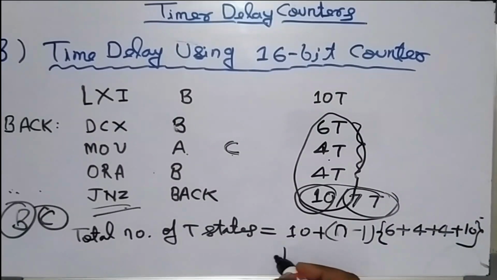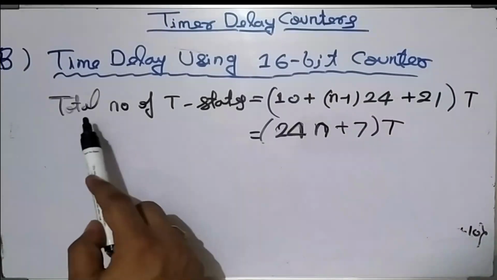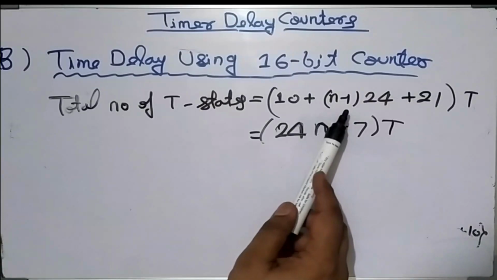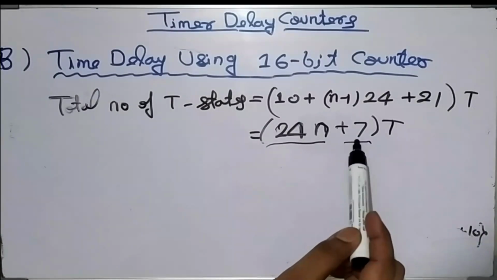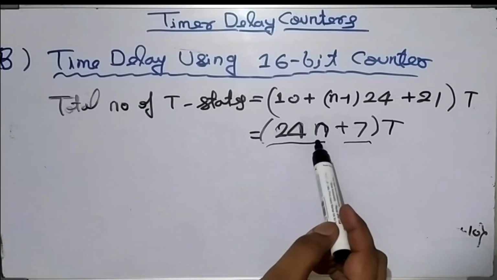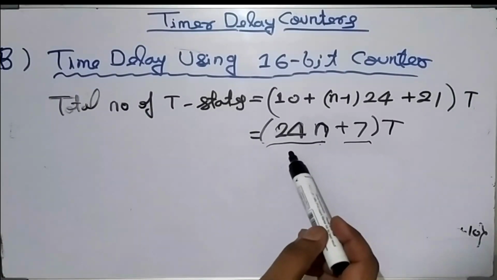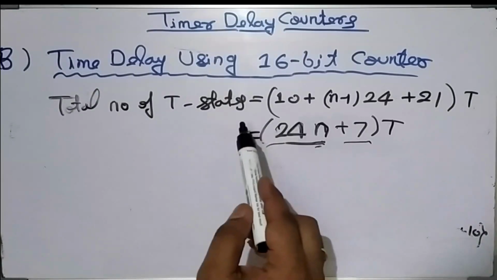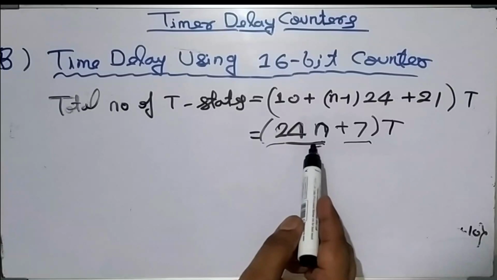Okay, plus what about the last loop? In the last loop it is 6 plus 4 plus 4 plus 7. After calculation, the total T states will be 10 plus n-1 into 24 plus 21, and this will come out as 24n plus 7. By using the required value of n, we can calculate the required delay. First of all, we can say what will be the maximum delay possible from this program. This can be calculated by using the appropriate value of n.